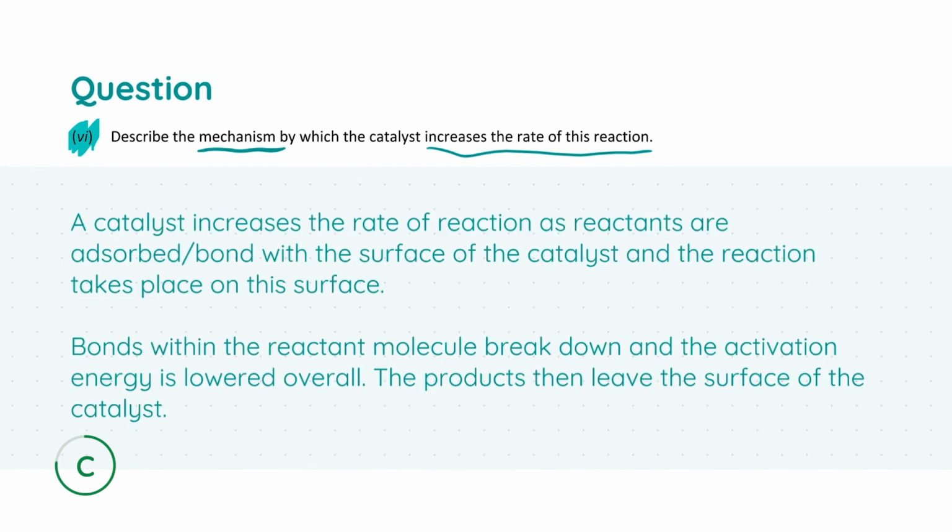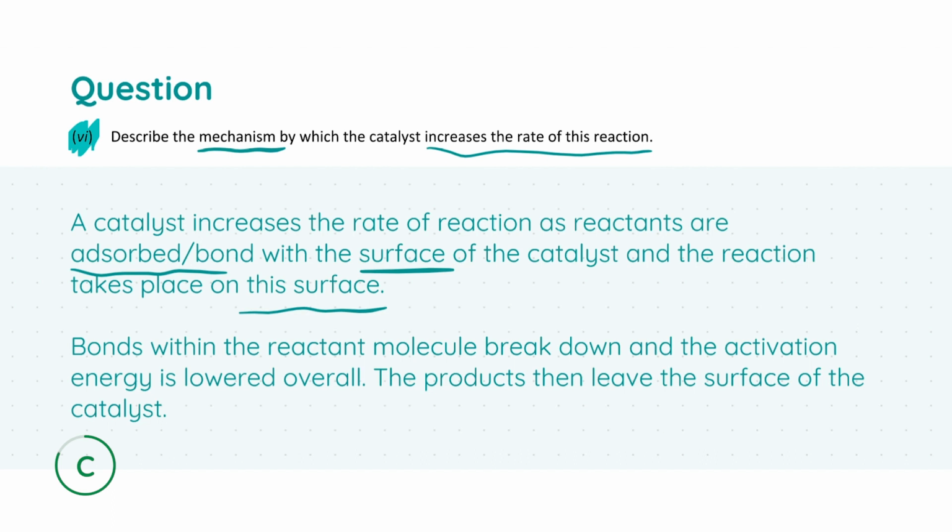So in this solution, we're going to see the surface adsorption theory of catalysts. The first thing to note is that a catalyst increases the rate of reaction as reactants are adsorbed or bond with the surface of the catalyst, and the reaction takes place on this surface. The reactants bond with the surface of the catalyst, and this is where the reaction takes place. An example would be the powdered platinum catalyst in the previous question: the surface of the platinum is where the reaction takes place.